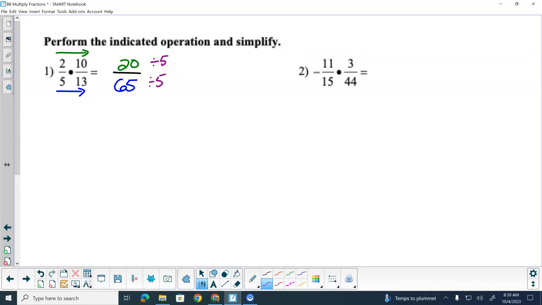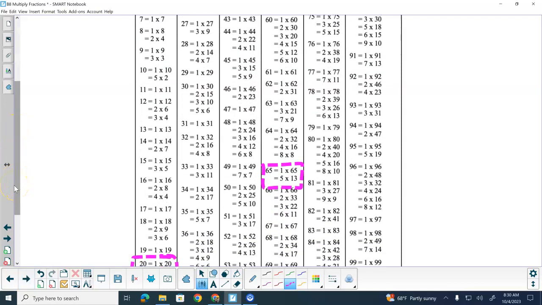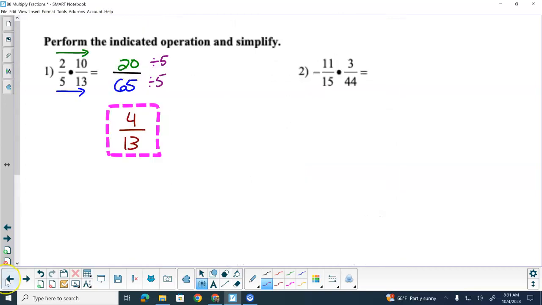20 divided by 5 is 4. 65 divided by 5 is 13. And you can get that from this blue factor sheet too. Go to 65, and we're dividing by 5, so 5 was with 13. Right there. Okay? Still set on method number 2, right?